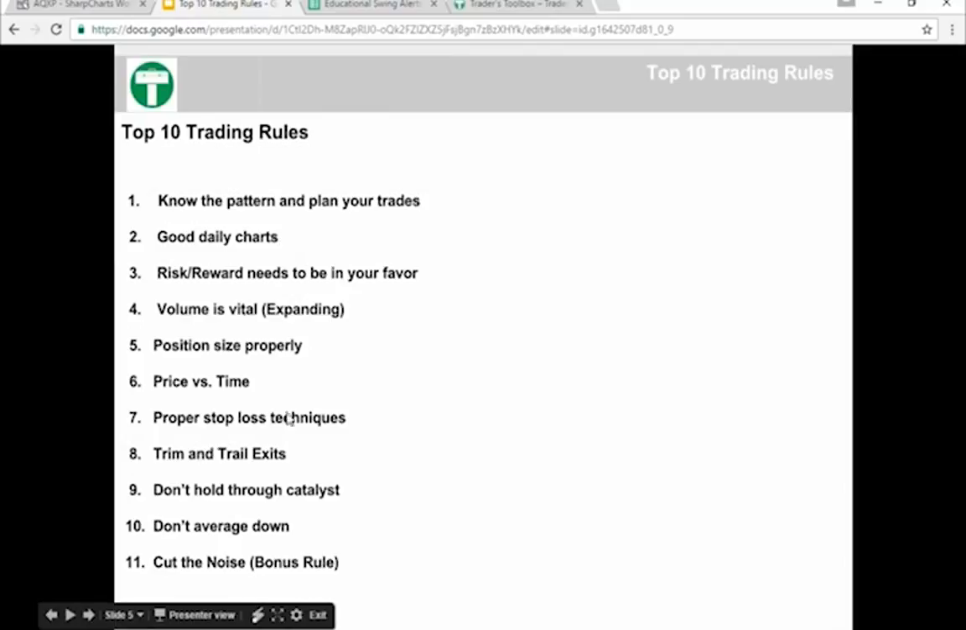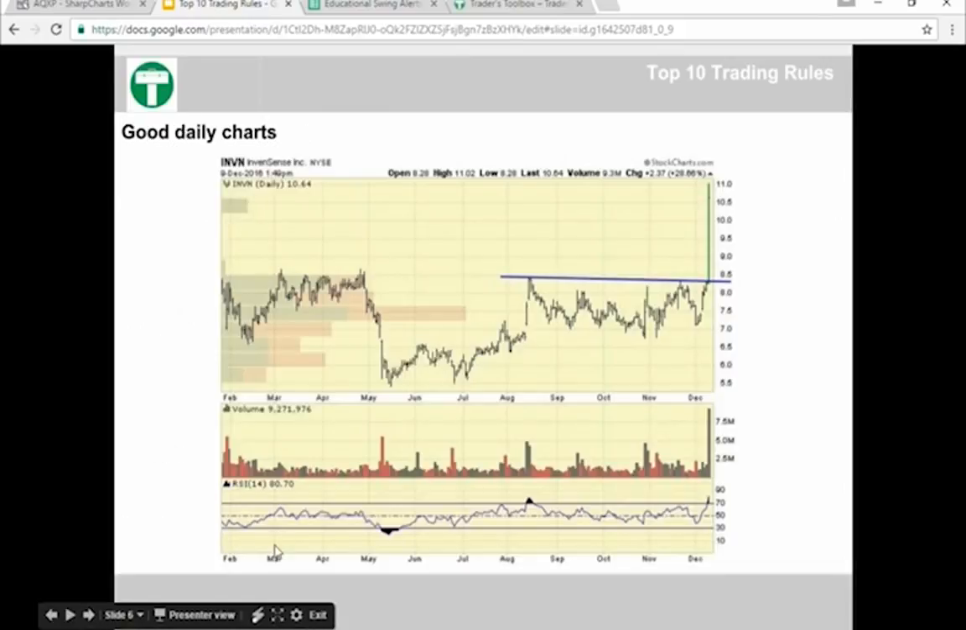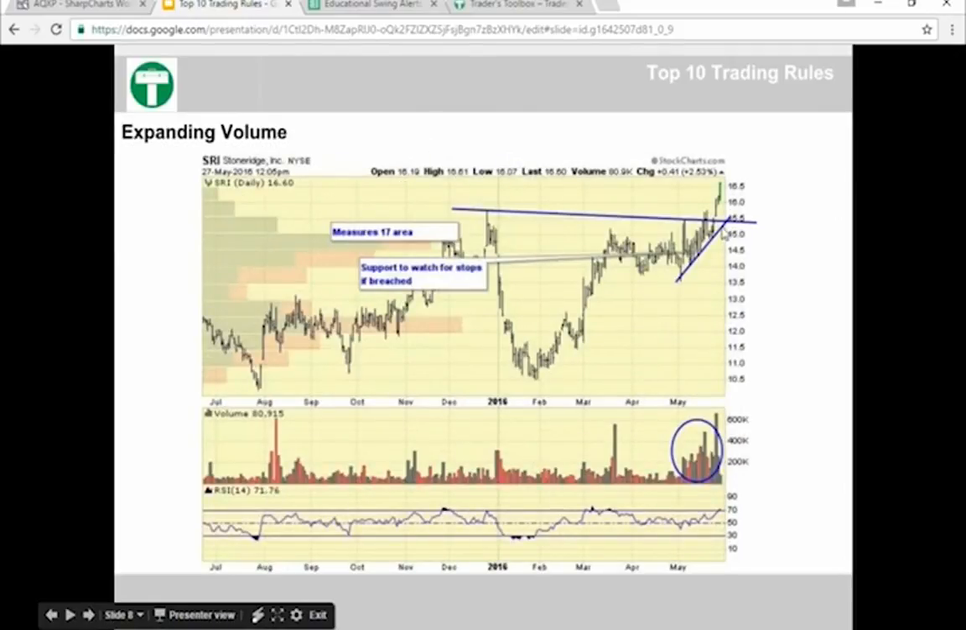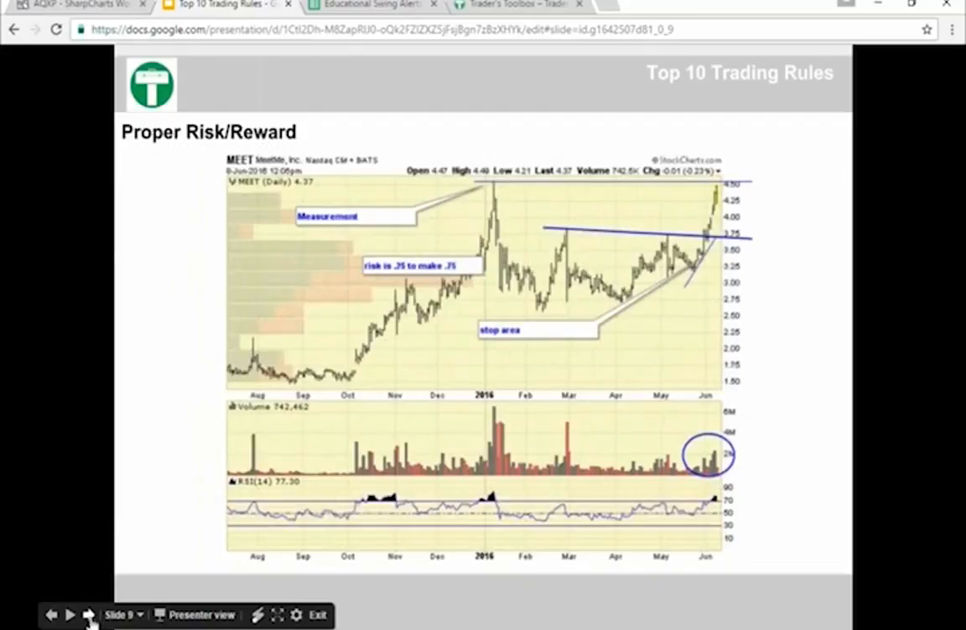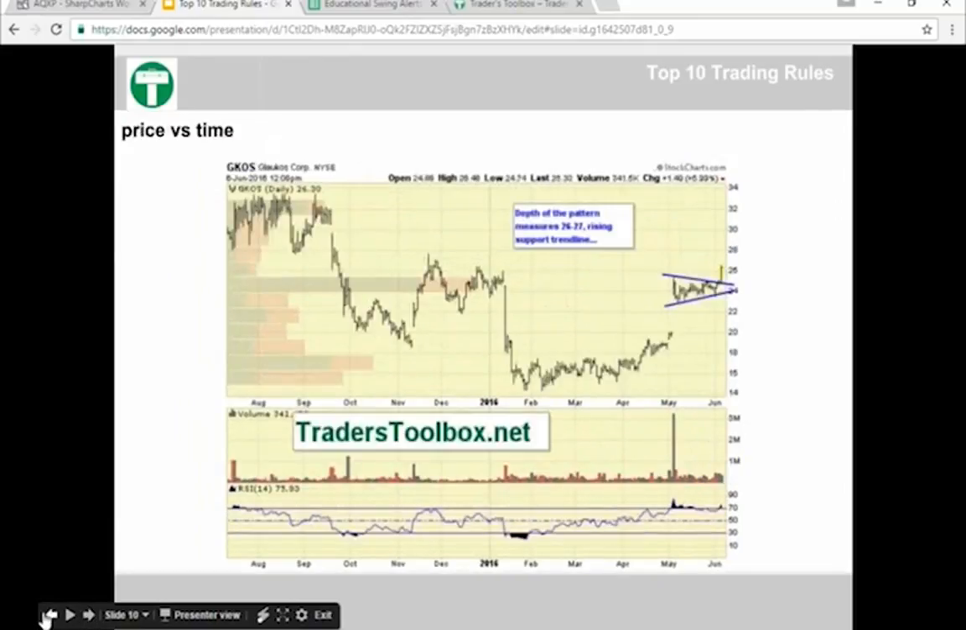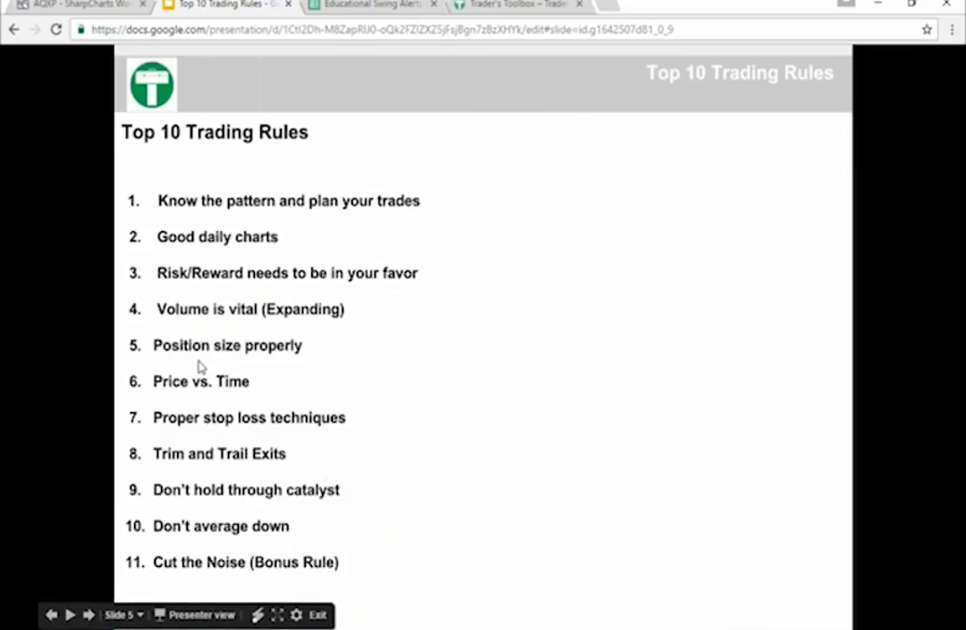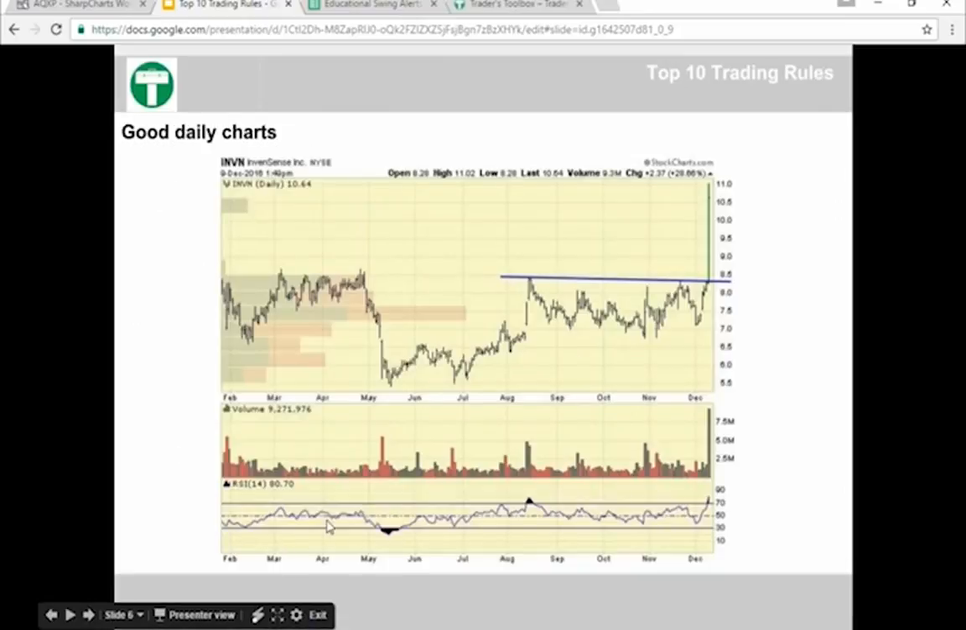When I say good daily charts, know where your resistance is, and here's some examples. The more times we test resistance, okay, the more significant those resistance lines become. So with your patterns, know where your resistance is. Stick to those clean levels. You'll notice with my charts that I do not have a lot of overlays. I'm basically a price and volume guy, and that, to me, is what is most important: price and volume.